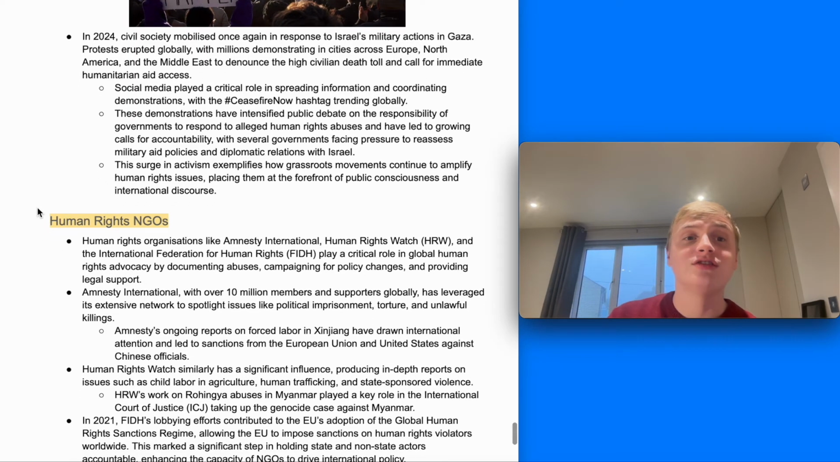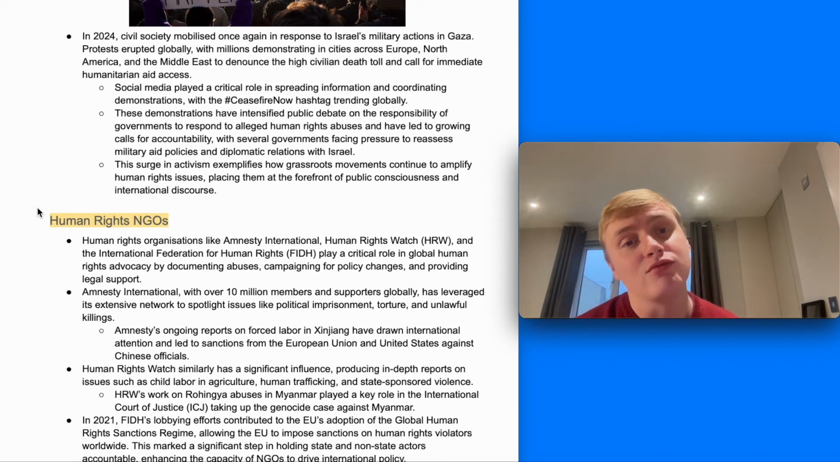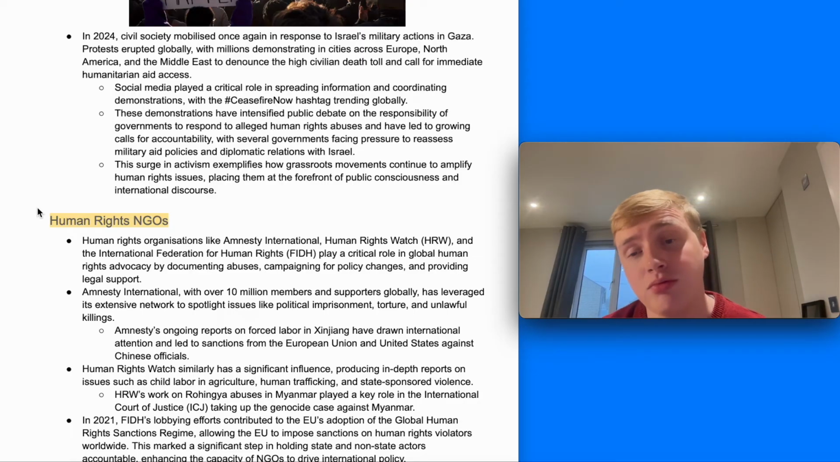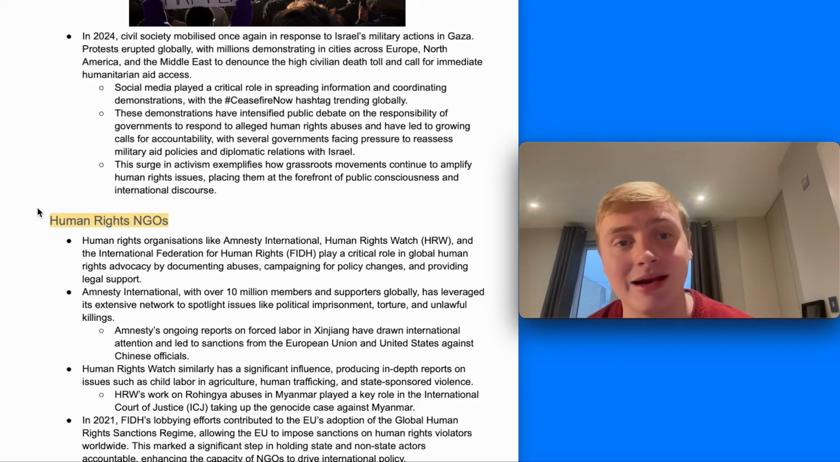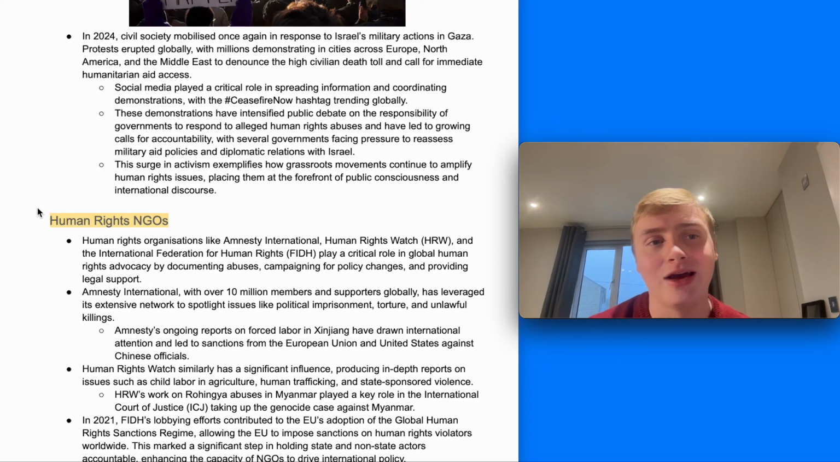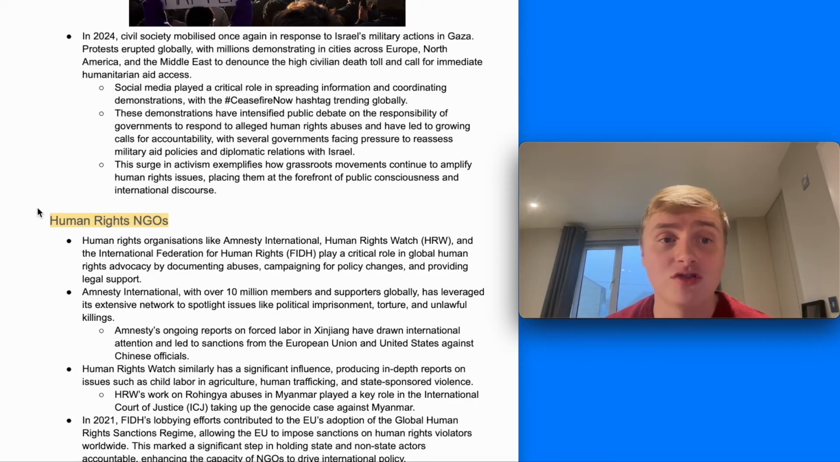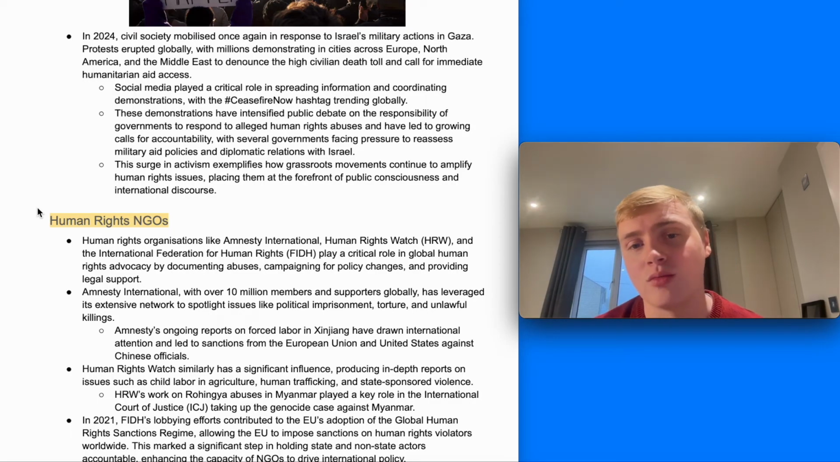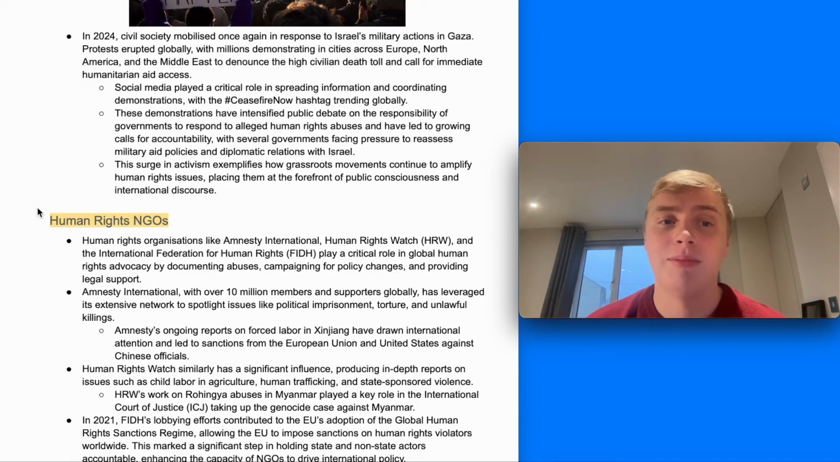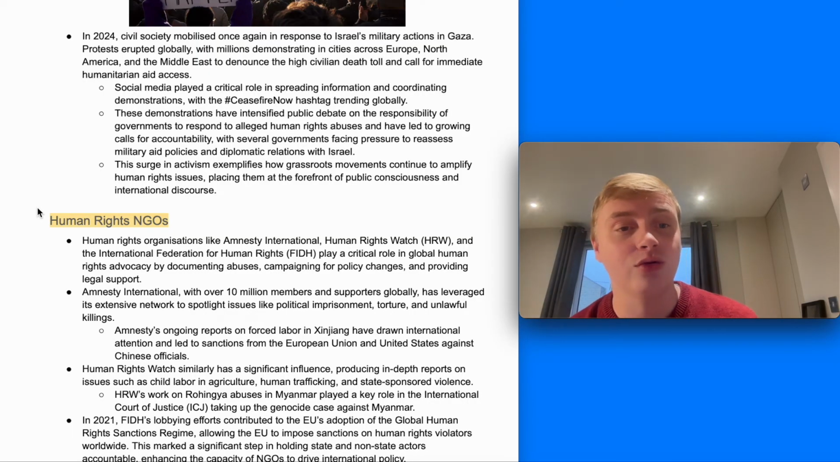In 2024, you can see that civil society is mobilized once again in response to Israel's military actions in Gaza. So protests have erupted globally, with millions demonstrating in cities across Europe, North America, and the Middle East to denounce the high civilian death toll and call for immediate humanitarian aid access. Social media has played an important role, and these demonstrations have really intensified the public debate on the responsibility of governments to respond to alleged human rights abuses and led to growing calls for accountability, with several governments facing pressure, particularly Western governments, to reassess military aid policies and their strong ties to Israel.